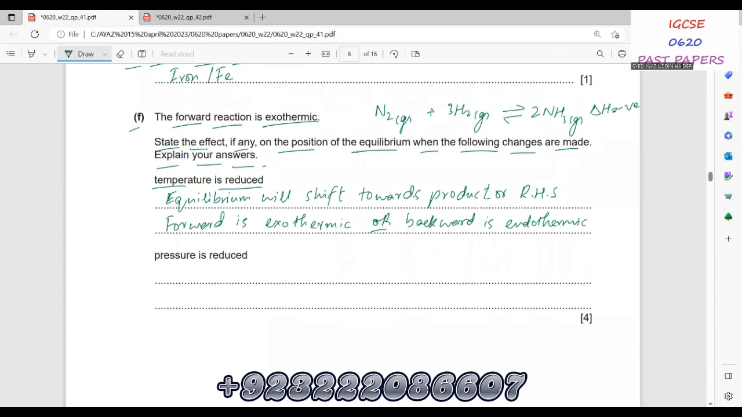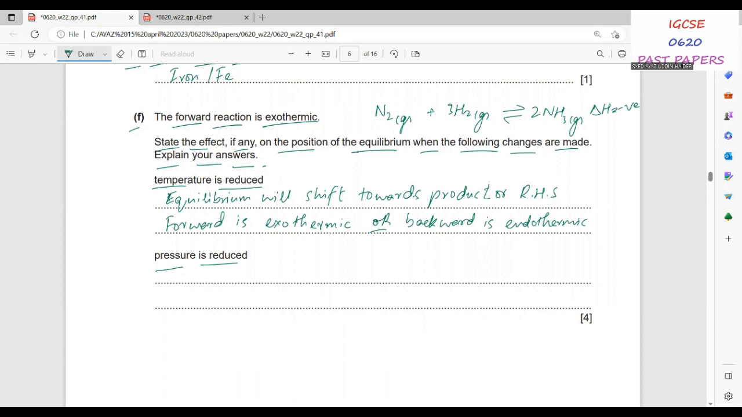Pressure is reduced. Whenever you decrease the pressure, the equilibrium will shift towards the side with the highest number of moles or volume of gases. So let's count the volume of gases on both sides of the equation. On the reactant side, it will be 1 plus 3, which means 4. The product side, it's 2. So equilibrium will shift towards the reactant side.